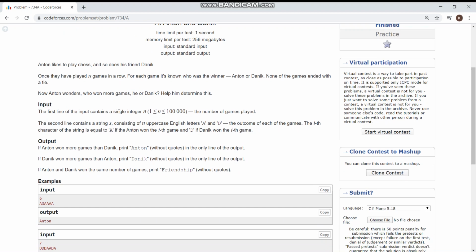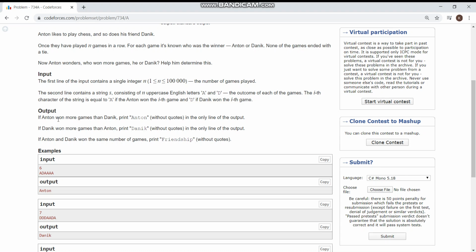The first line of the input contains a single integer n, the number of games played. It must be less than 1 lakh. The second line contains a string s consisting of n uppercase English letters, and it must consist of only the letters A and D. The letter A means the game was won by Anton and the letter D means the game was won by Danik. So s is a string which consists of only uppercase English letters A and D.